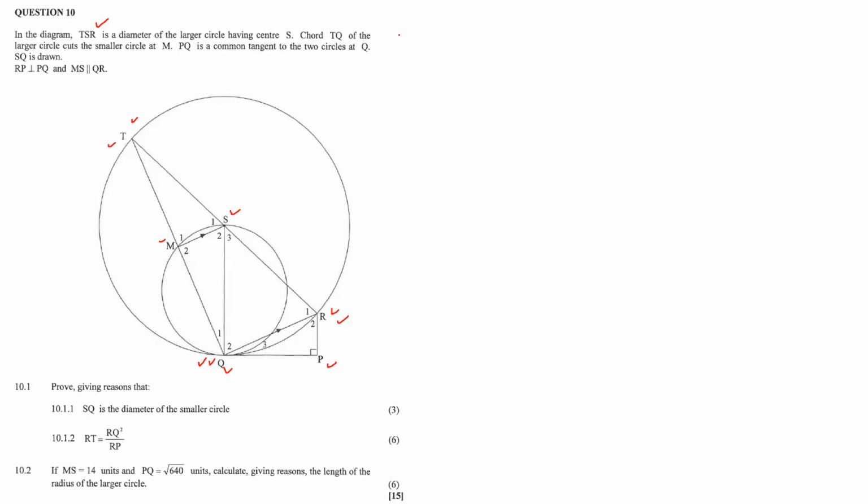So you're going to look at the answer to 10.1.1. Since TSR is a diameter of the larger circle, it follows that we shall have a statement, and for every statement there has to be a corresponding reason. What is the statement? The statement is that angle Q1 plus angle Q2 is equal to 90 degrees. In other words, this angle here is 90 degrees. Why? It is an angle in a semicircle.